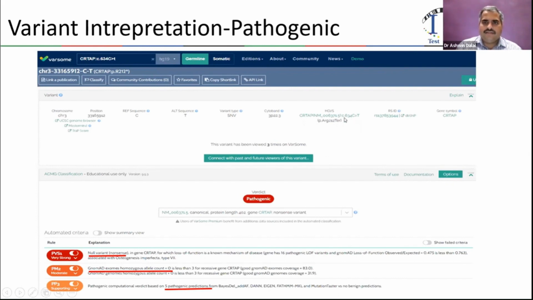This is a termination, so a stop codon variant. And the verdict given here is pathogenic. Below that, you get the evidence based on which it is called pathogenic. You can see it is a nonsense variant, which is why it is likely to be pathogenic. Secondly, gnomAD does not have it, the count is 0. That means this variant is not reported in the normal population, and multiple pathogenicity prediction software predict it as disease causing. So based on these three evidences, we classify it as pathogenic.